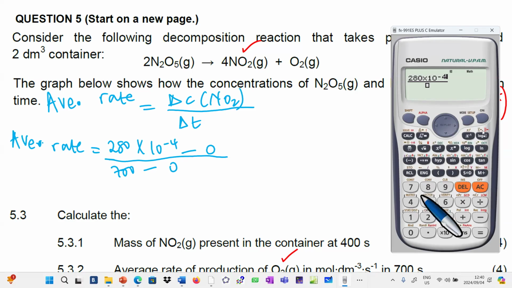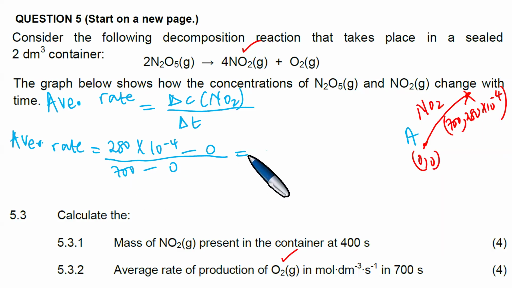So we have 280 times 10 to the -4 minus 0, and you divide by 700 minus 0, which is 4 times 10 to the -5. We're getting 4 times 10 to the -5 moles per cubic decimeter. The concentration is moles per cubic decimeter, and the time is in seconds, so it's per second as well. So it's moles per cubic decimeter per second in the 700 seconds.